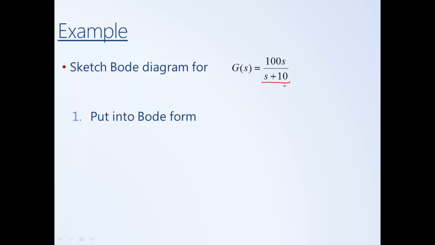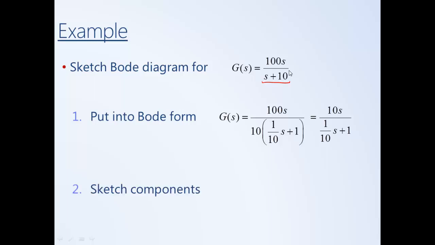Basically, all we need to do is factor out a 10 from this quantity. If we do that, we factor out a 10, then we'll be left with a 1 here. We'll be left with 1 divided by 10 here. This puts us into Bode form. This 10 will then divide into that 100, giving us 10s divided by 1/10 times s plus 1.